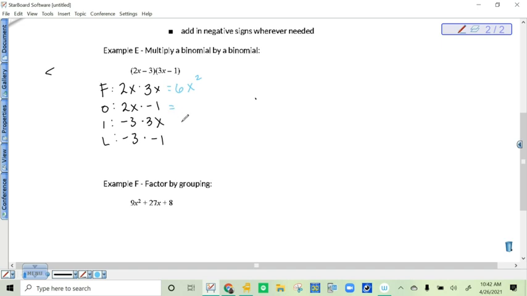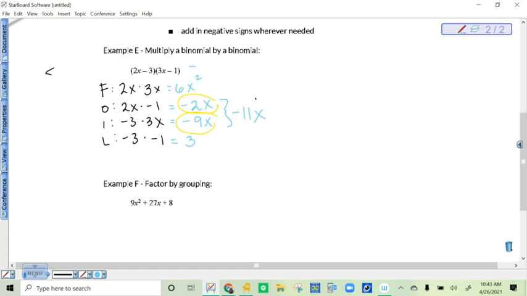What are my outers? Good, negative 2x. What are my inners? Negative 9x. And what is my last times last? 3. Where are my like terms? Negative 2x, negative 9x. What's negative 2x plus negative 9x? Yeah, negative 11x.